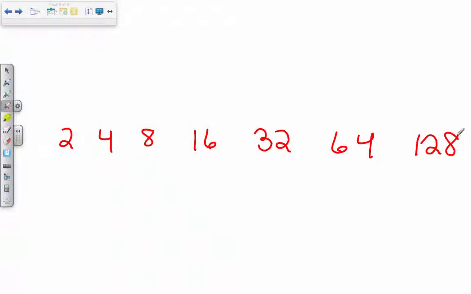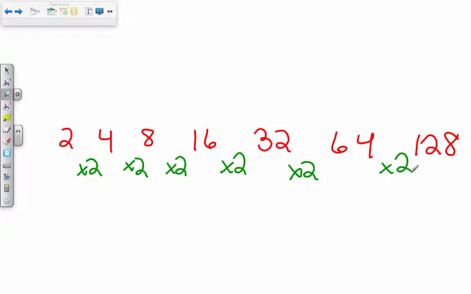Let's look at, all right, last but not least. 2, 4, 8, 16, 32, 64, 128. You multiply by 2 every time. All right, so in this particular sequence, it's not addition or subtraction. It's what? Multiplication. Nice job. Multiplied by 2, by 2, by 2, by 2.